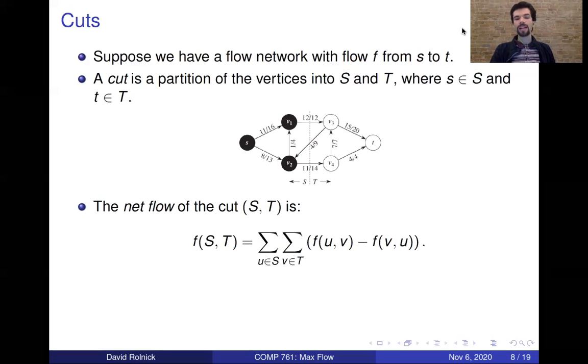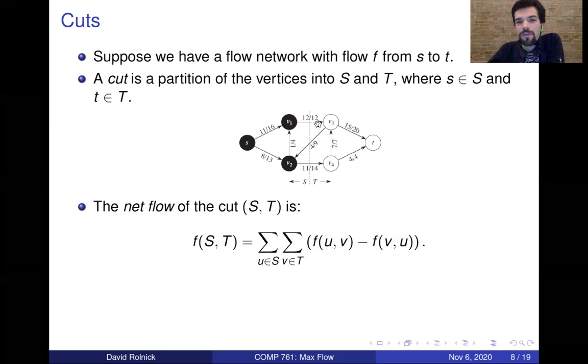So if you have a cut, the net flow of the cut is given by the sum across all pairs S and T of the flow from S to T minus the flow from T to S. So in this particular case, you would have the flow be 12 across this edge, -4, since it's going back from T to S, and plus 11. So 12 minus 4 plus 11, that's 8 plus 11, which is 19.